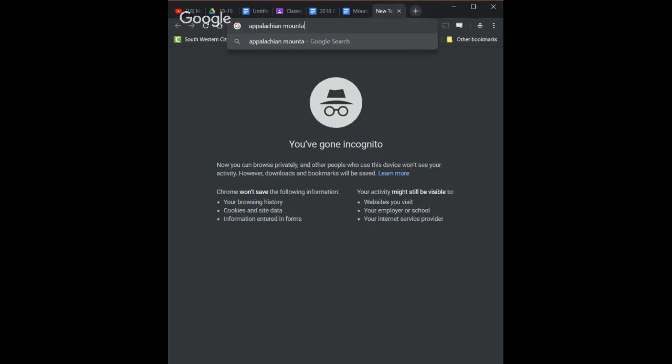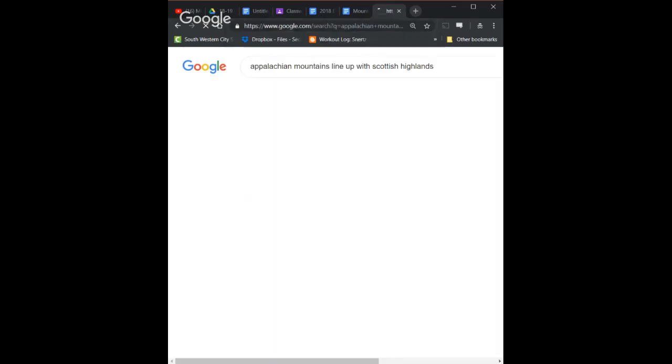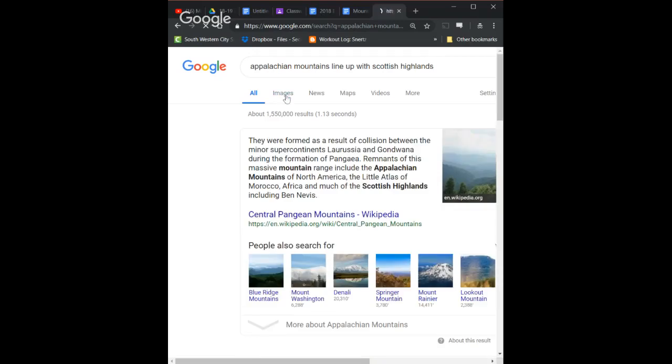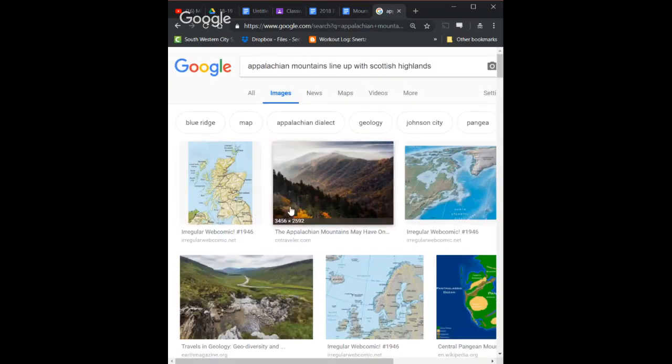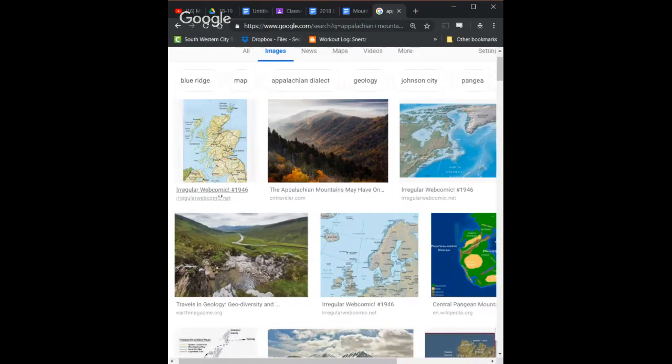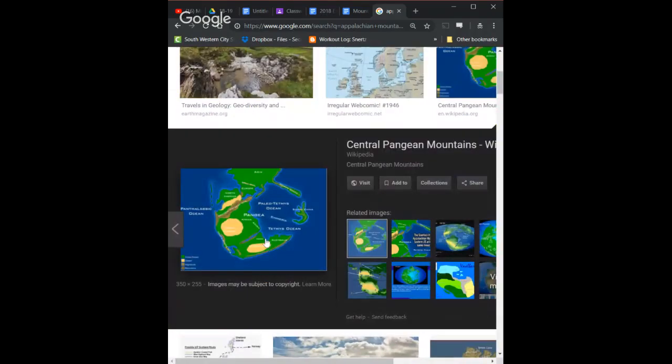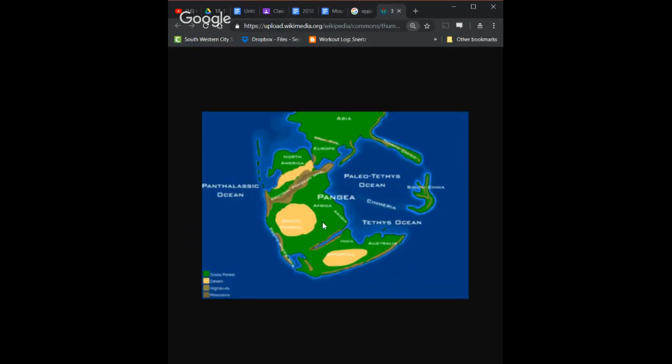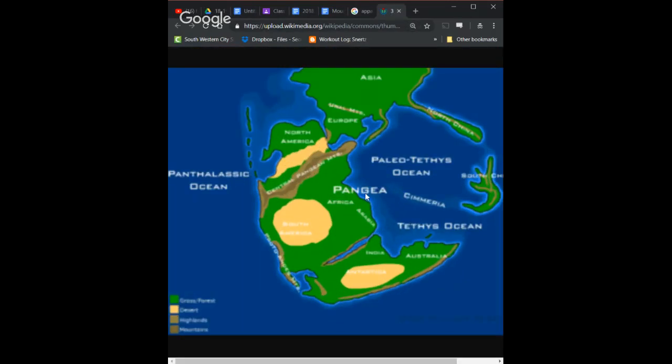Appalachian mountains line up with Scottish highlands. To the Google. Let's see if this all works out the way I intended to. Okay. Yeah, basically what I'm getting at is this stuff right here. So let me bust this open, show you what I mean. All right. Oh boy, this is going to be hard to read. Okay, do you see this line right here? That's kind of what I'm trying to get at here.